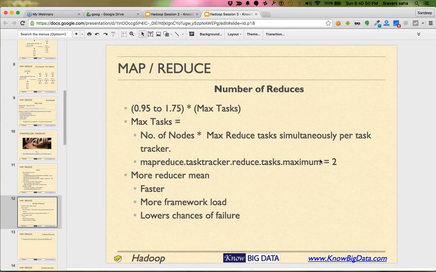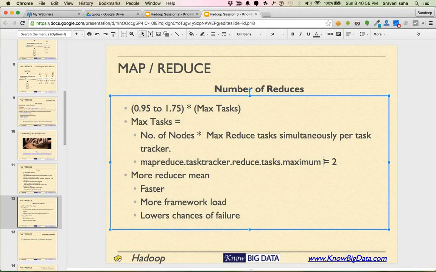So, sounds good to you? Is it clear to everyone? And the maximum number of reduce tasks that can be executed on every node is governed by this particular setting.